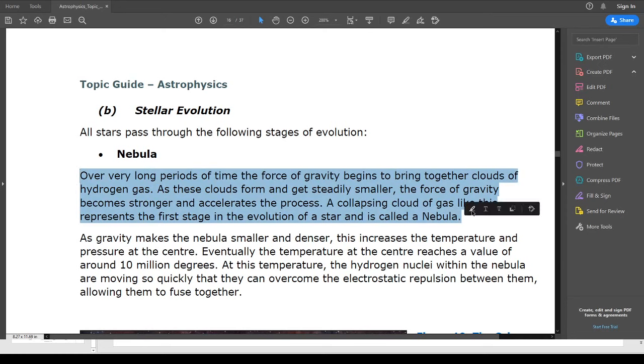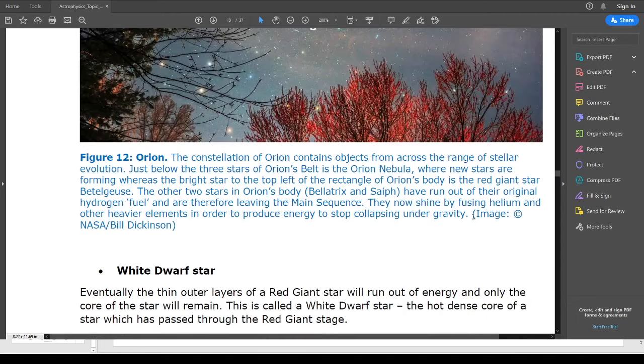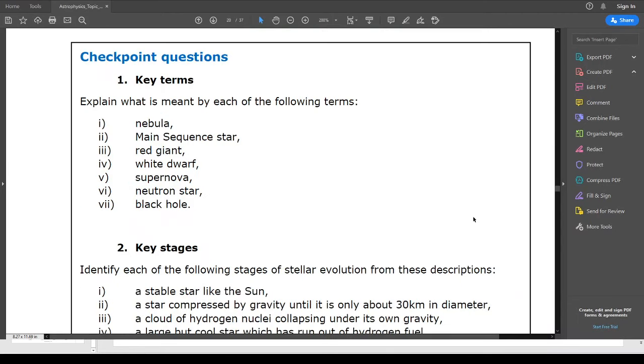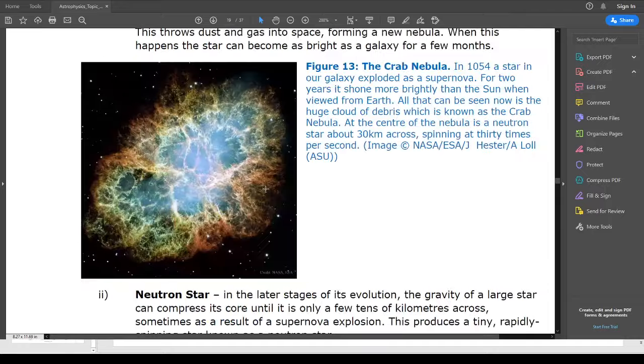The next question is, what is a main sequence star? Then red giant, then white dwarf, supernova, neutron star, black hole. So basically all of these.